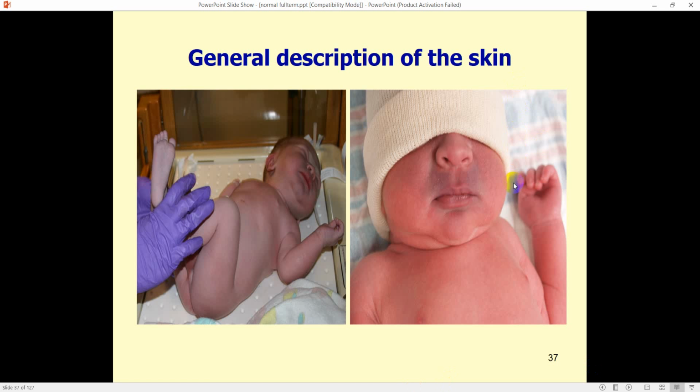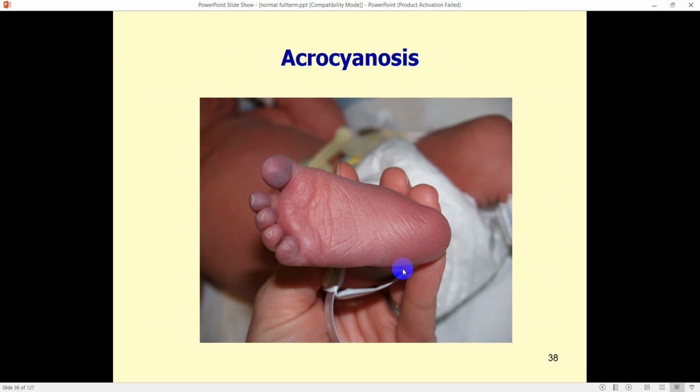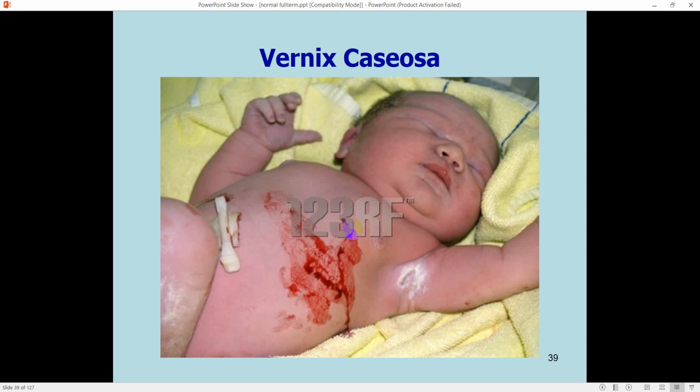These pictures show us examples of skin abnormalities. Some of them are normal variants and some of them are abnormal. This baby is cyanosed, and this cyanosis may be temporary, relieved after oxygen, but if the baby has a prominent problem, it may persist. This baby has what we call acrocyanosis, peripheral cyanosis. There is cyanosis of the hands and feet, and this is a normal phenomenon in the first days of life.